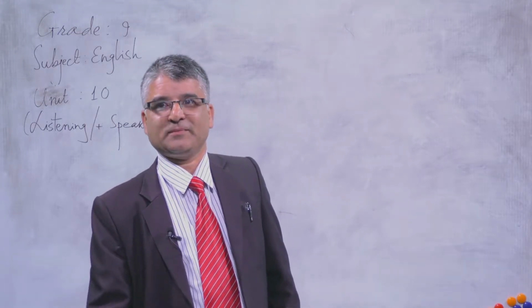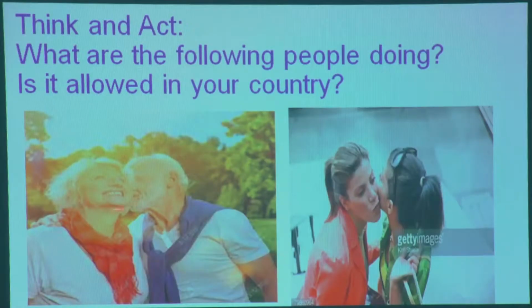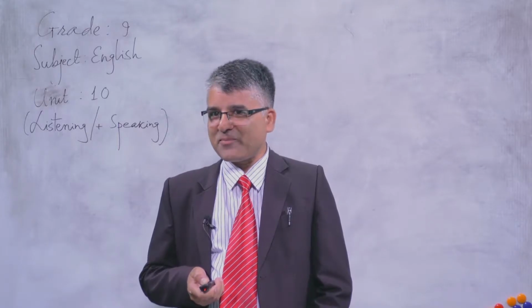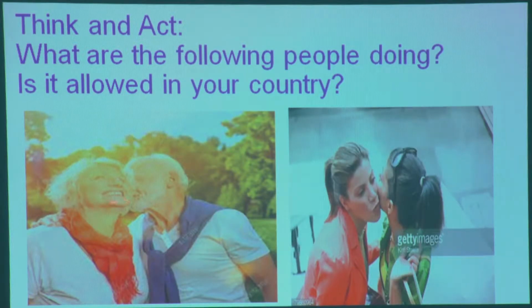Yes, okay. Now, what do you see, what are the people doing in the first picture? Similarly in the second picture. You see the old man is kissing the cheeks of the old woman, right? And you can see the two ladies kissing each other on their cheeks, right? Can you guess who they are? Can you guess their relationship? Oh yes, you might be right. They might be husband and wife.